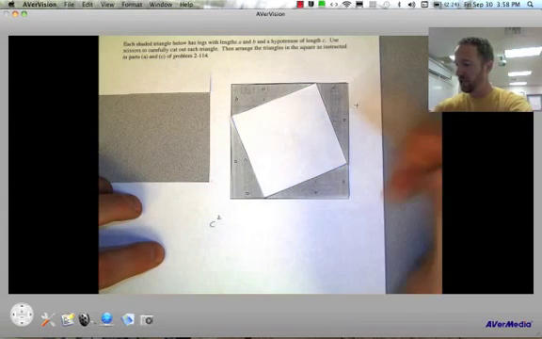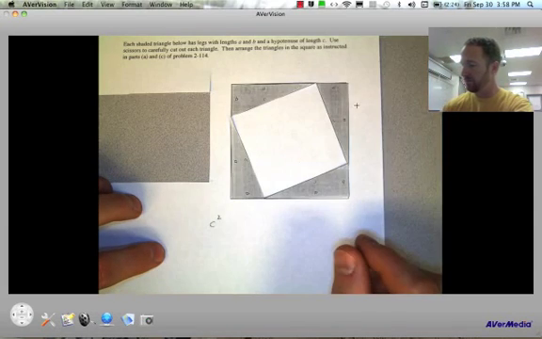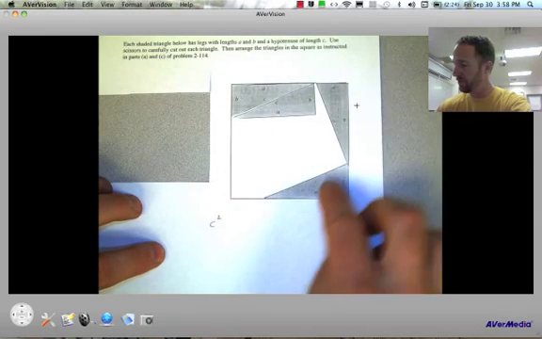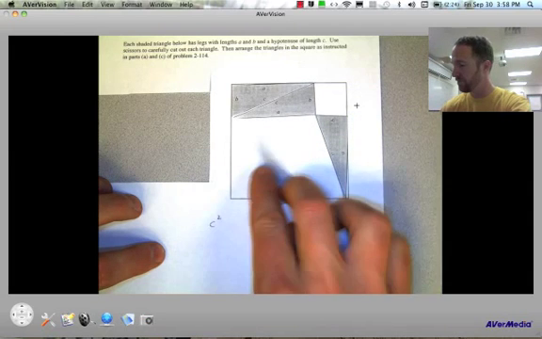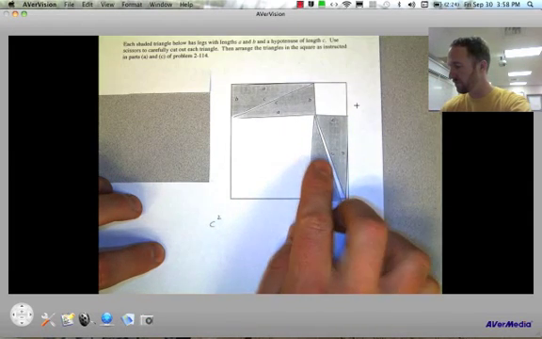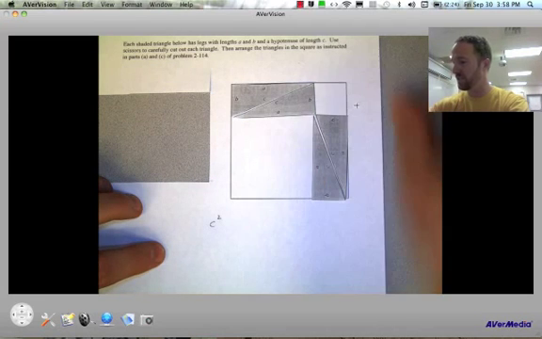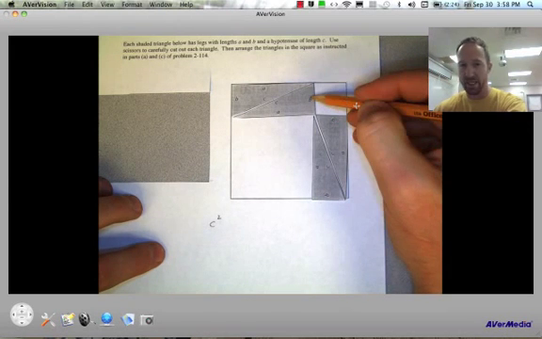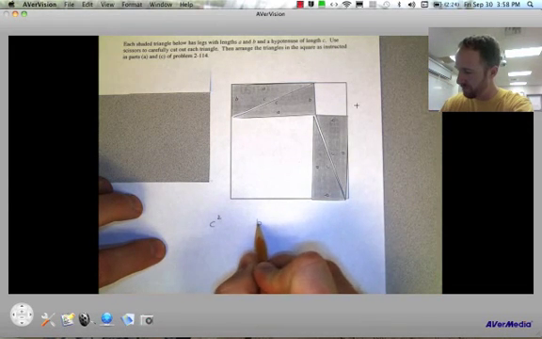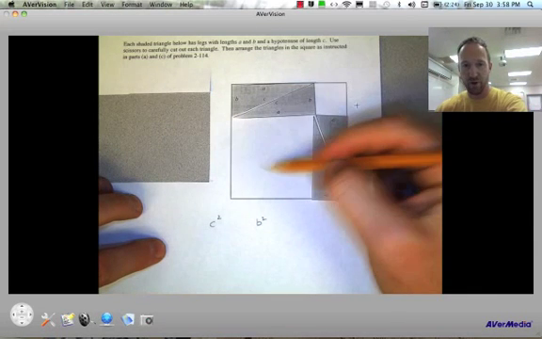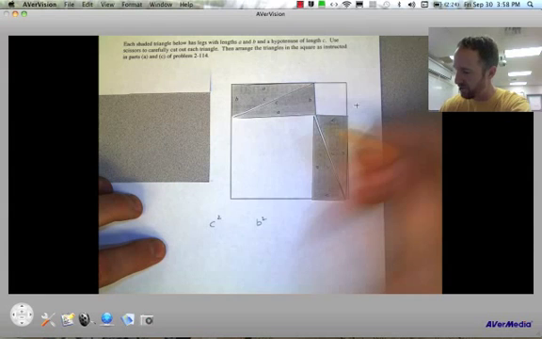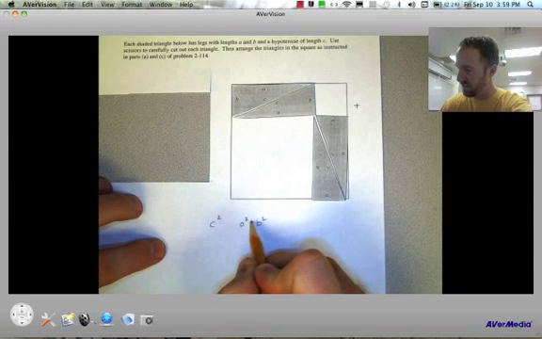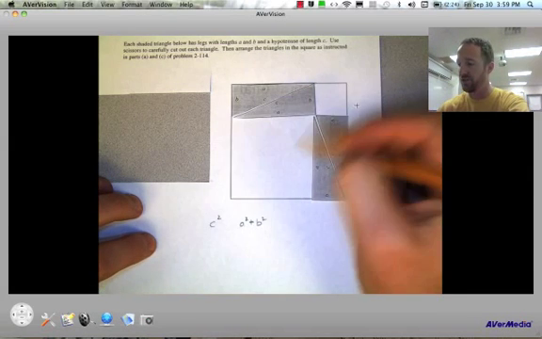Now I'm going to rearrange the triangles a little bit. They're still all going to be inside, but they're going to be arranged a little differently. There we go. Now the blank part is 2 squares. This square over here is b times b, which is b squared. This bigger square over here is a times a, which is a squared. And the total area of those two is a squared plus b squared. Just add the two areas together.